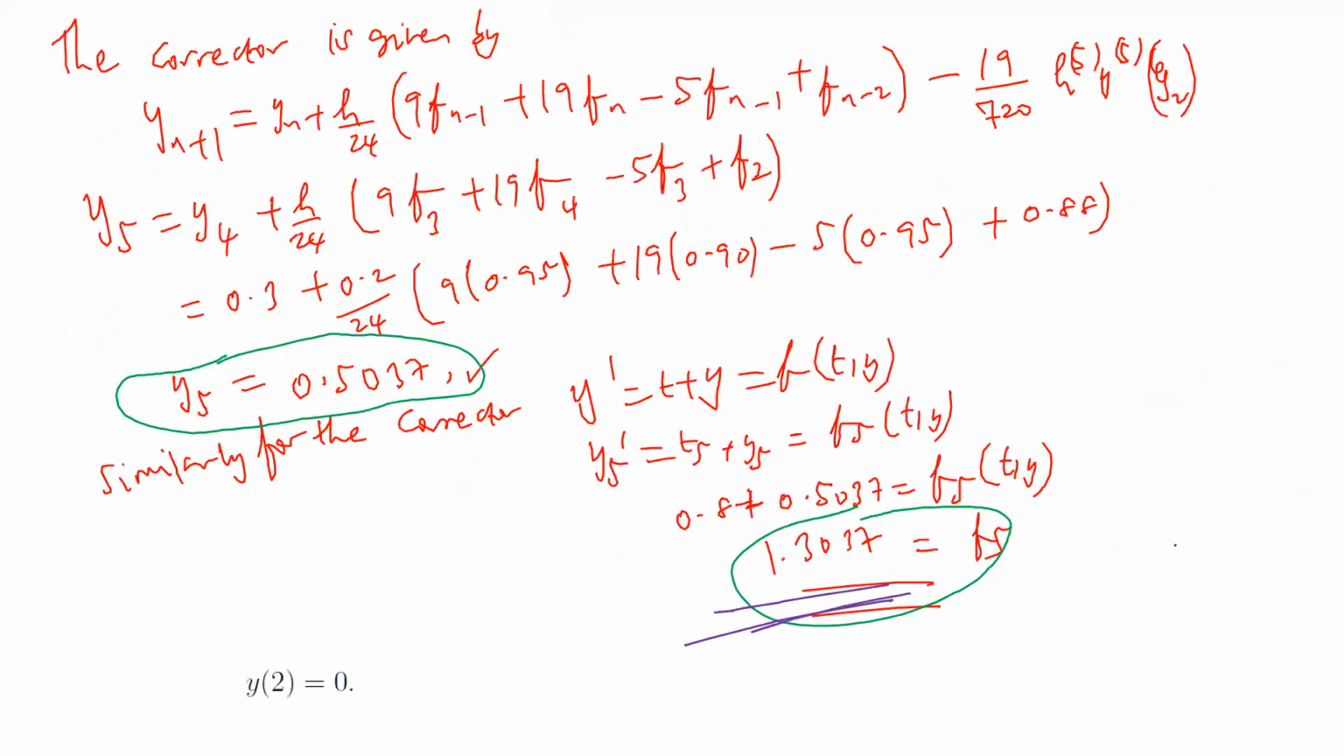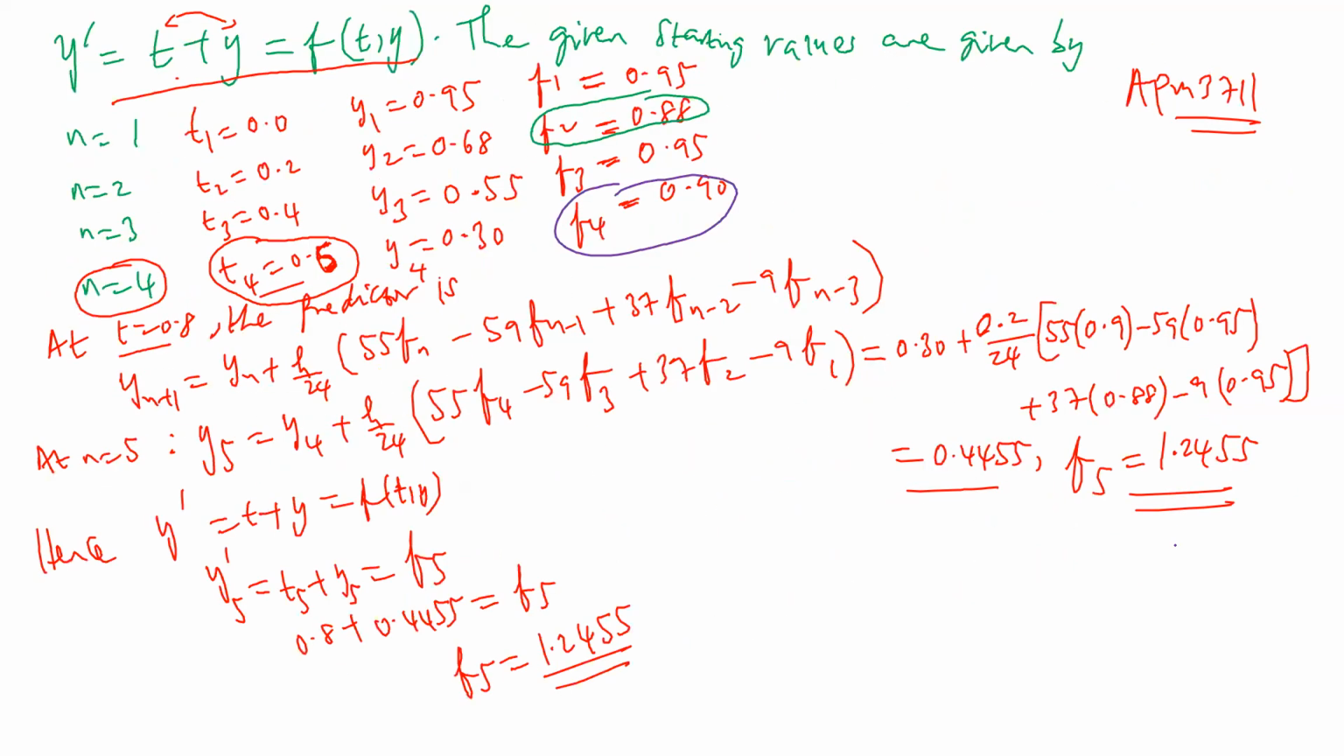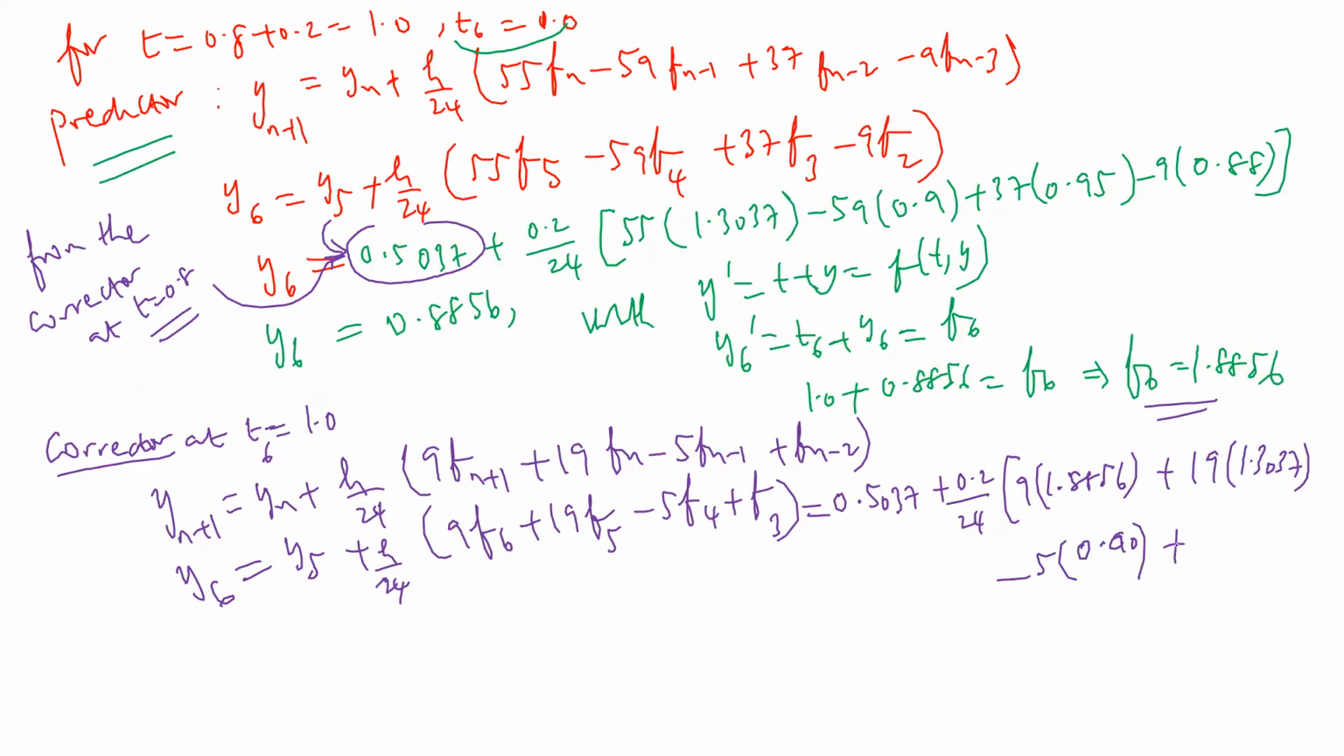F3, 0.95. So, which is 0.822. Okay, so we have this correct. So now we found the result. We found the result.